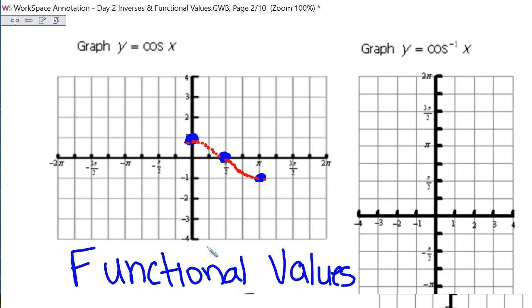Now we need to graph the inverse. So in graphing the inverse, our first point is 0, 1. So when I invert that point, what would it be? 1, 0. The next point is pi over 2, 0. So when I invert that point, what would it be? 0, pi over 2. And pi, negative 1, when I invert that point, it would be? Negative 1, pi. And those 3 points need to be connected, and it's going to be curved.